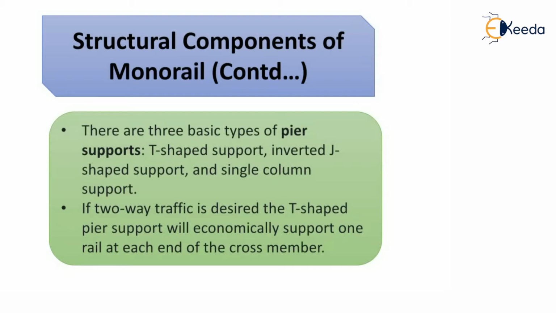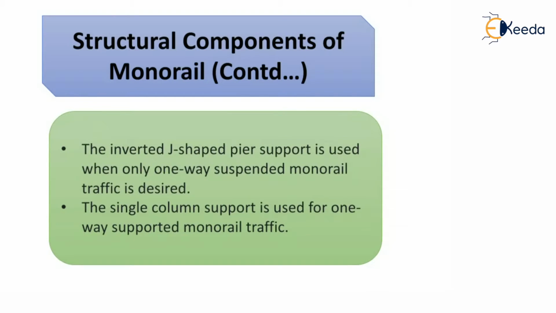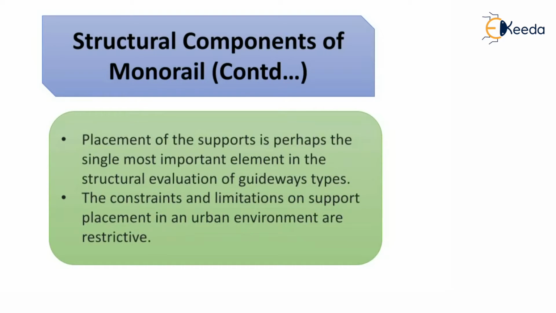There are three basic types of pier supports: T-shaped, inverted J-shaped, and single column support. If two-way traffic is desired, the T-shaped pier support will economically support one rail at each end of the cross member. The inverted J-shaped pier support is used when only one-way suspended monorail traffic is desired. And the single column support is used for one-way supported monorail traffic.